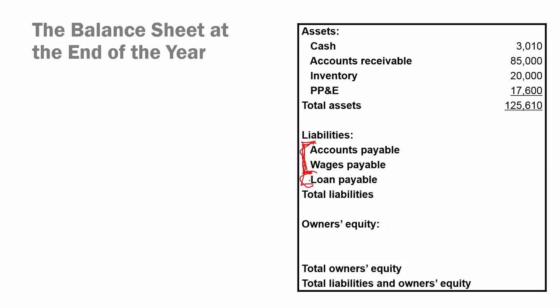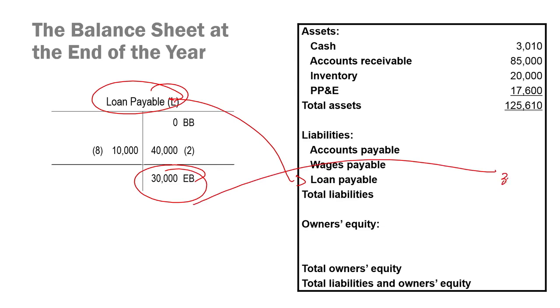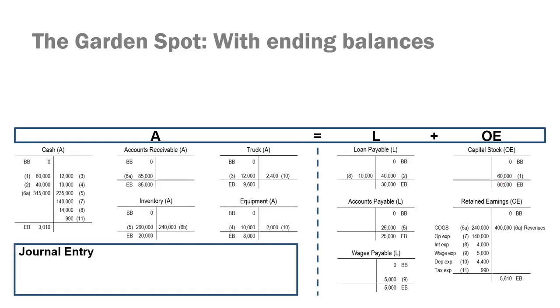Let's pick one of those T accounts. We'll pick loan payable. We've put that name on the balance sheet, and we're going to take its ending balance and put it right over here. Piece of cake. We're going to do the same thing with accounts payable and wages payable. Pretty simple. Don't need to do too much detailed work there. So we put their balances from the T accounts into the respective spot on the balance sheet. We total the liabilities and we see that we have liabilities of $60,000. Let's move to owner's equity.